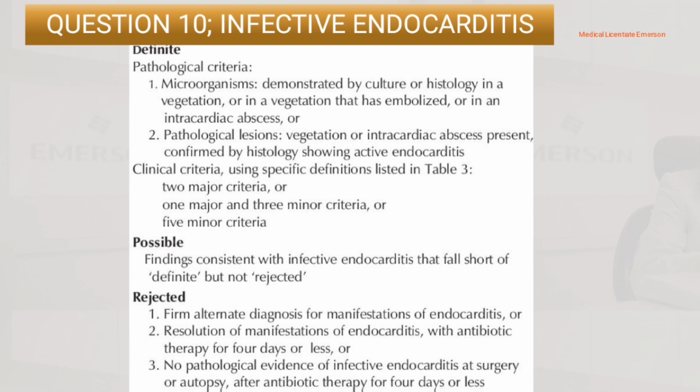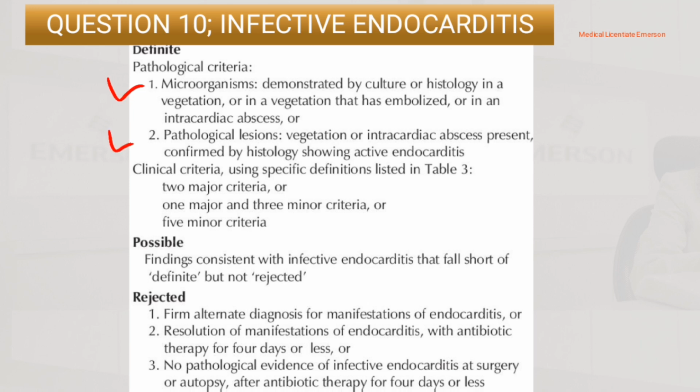Okay. Then how do you go about defining infective endocarditis? So we have the diagnosis. We have the definitive diagnosis, the possible diagnosis, and the rejected one. For a definitive diagnosis, we have the pathological criteria, where the microorganisms are demonstrated by culture or histology in a vegetation, or in a vegetation that has embolized, or in an intracardiac abscess. So this is when the microorganisms are demonstrated.